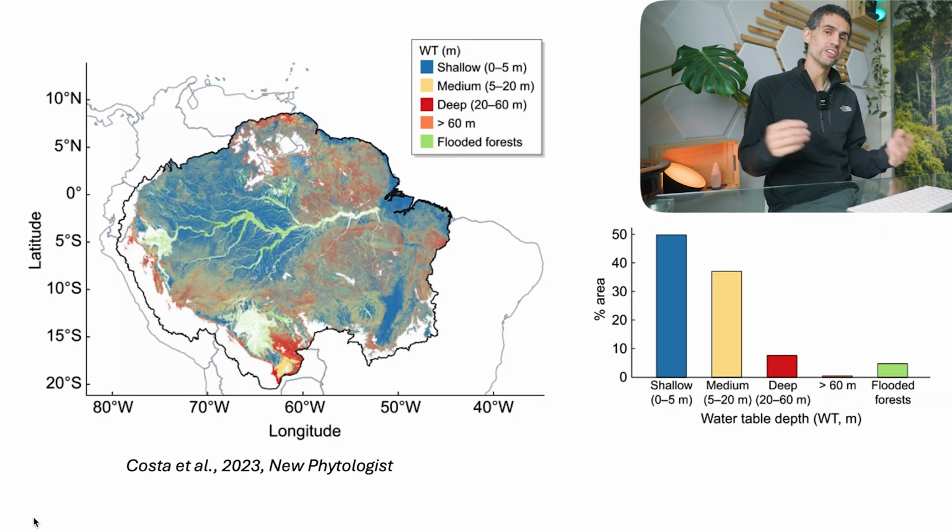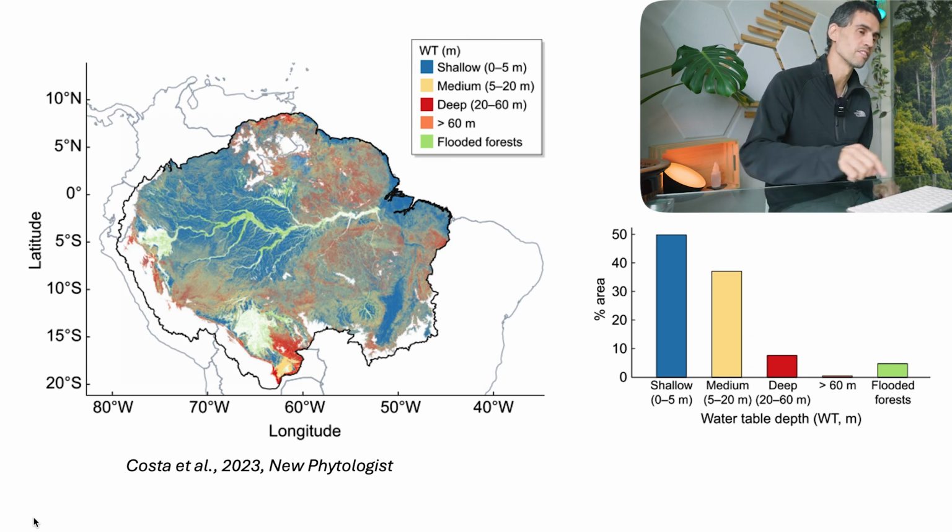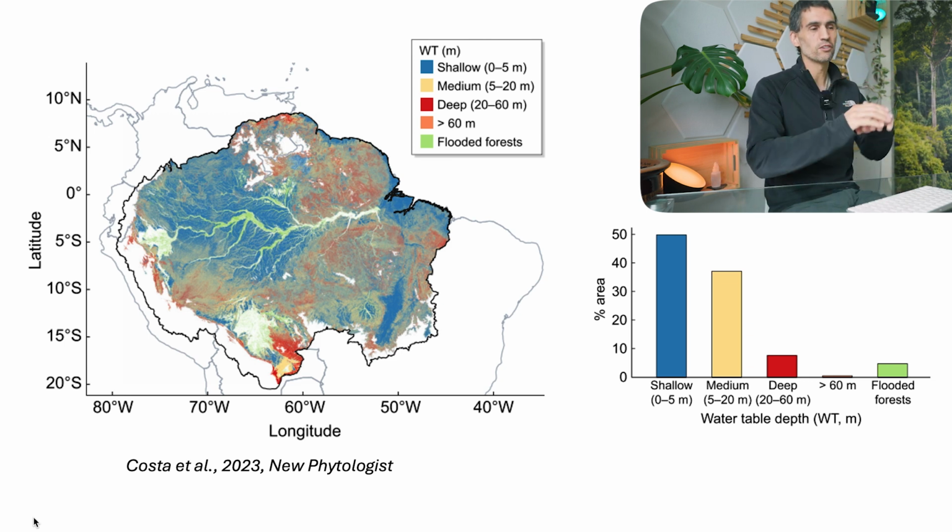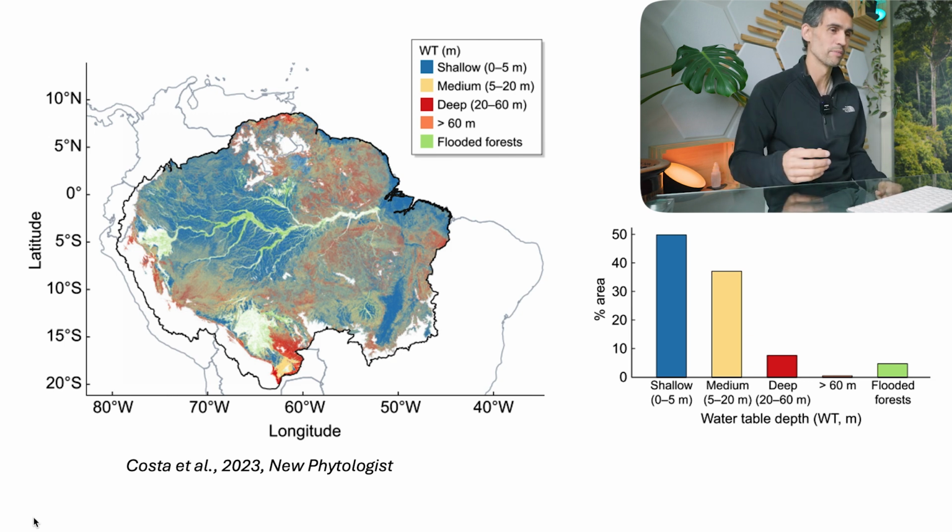R can also do geospatial analyses. Here's another example, also from Marielle Smith, showing the distribution throughout the Amazon basin of water table depths, colored in the map on the left and then analyzed in terms of their relative areas in the graph on the right. So R can also do geospatial analyses and it can make beautiful graphs like these ones.